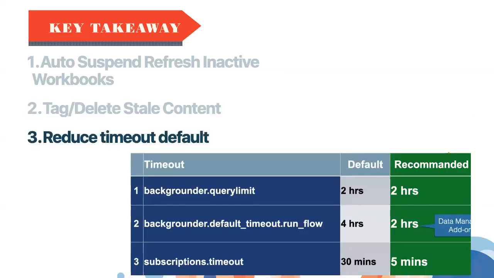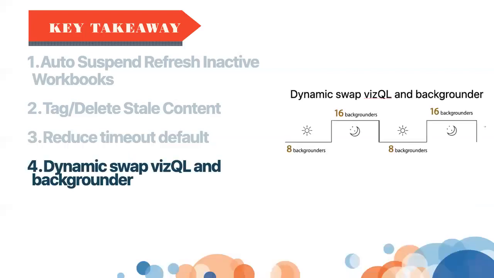Reduce timeout settings for both subscriptions and flows if you have flows. The default for subscription timeout, 30 minutes, is way too long for me. Increase capacity with the same hardware and the same license. You will find a window of hours within the 24 hours a day. You can give more backgrounders and you can give more VizQL servers.